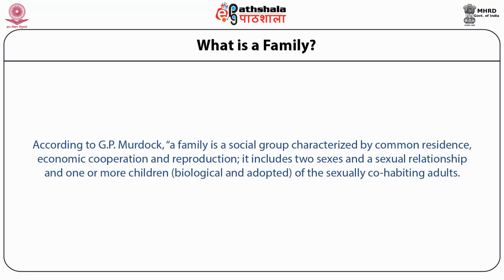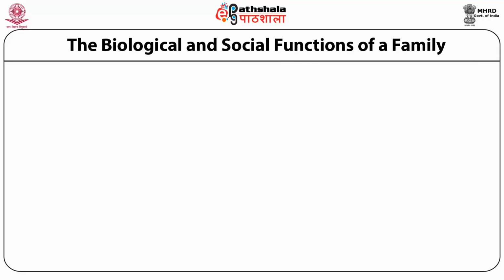What is family? According to G.P. Modak, a family is a social group characterized by common residence, economic cooperation, and reproduction. It includes two sexes and a sexual relationship and one or more children, that is biological or adopted, of the sexually cohabiting adults.